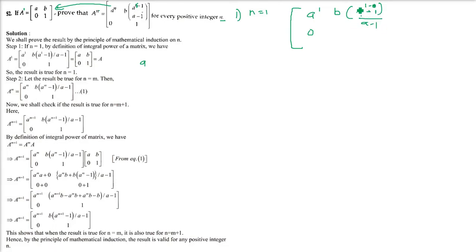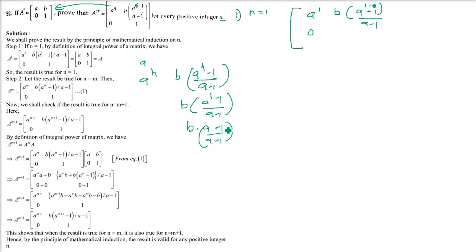So let us see here. This is like this: a to the power n, b times (a to the power n minus 1) by (a minus 1), and then we have 0, 1. So this is a raised to n minus 1, so a minus 1 by a minus 1 gets cancelled, you get b. Final is this: [[a, b],[0, 1]].